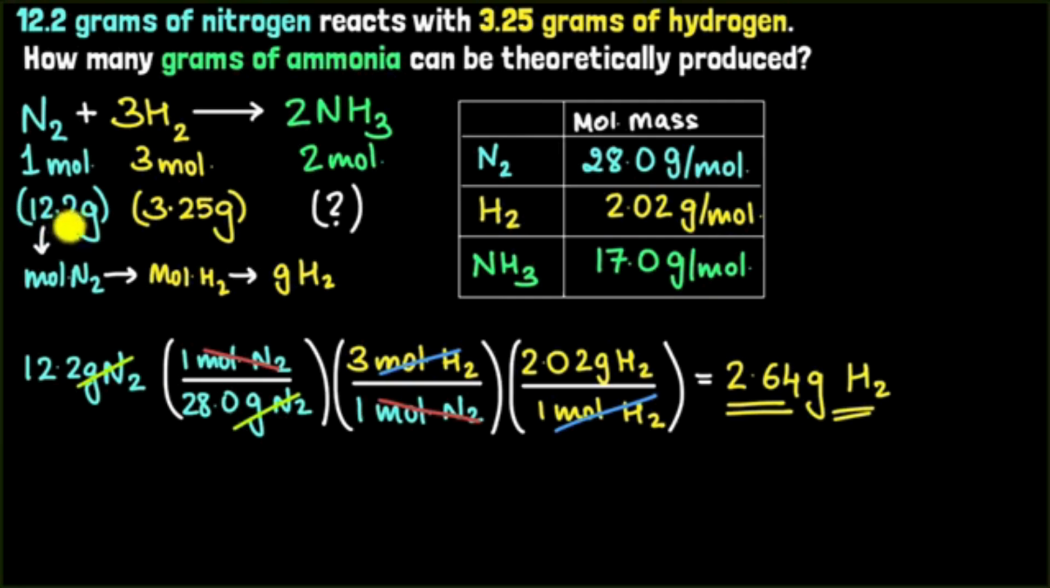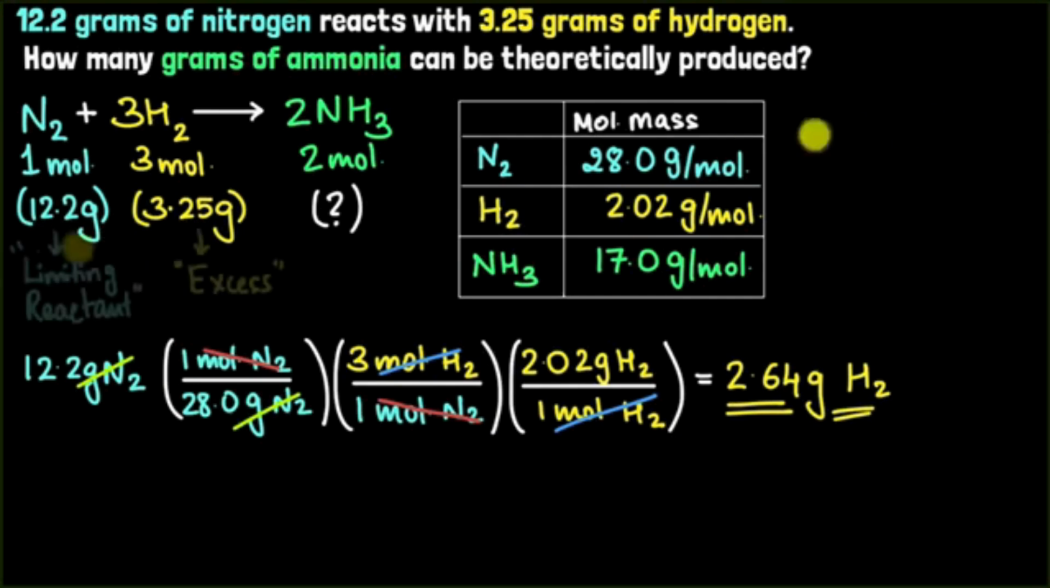Okay, so now look at how much hydrogen we have. We have way more than what is necessary, which means the hydrogen is in excess, and that means nitrogen must be the limiting reactant. Okay, this means the entire 12.2 grams of nitrogen will be completely consumed in this reaction. And now I can use that to figure out how much ammonia I'll get.